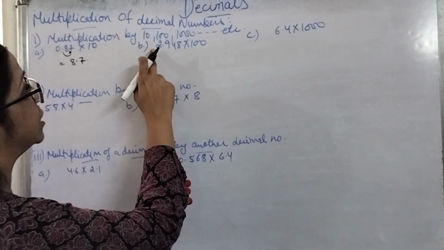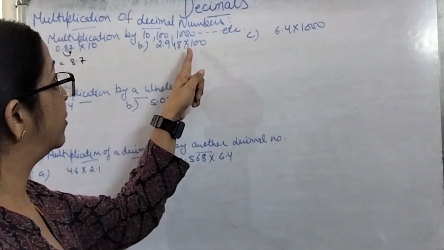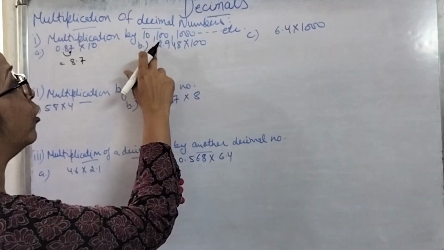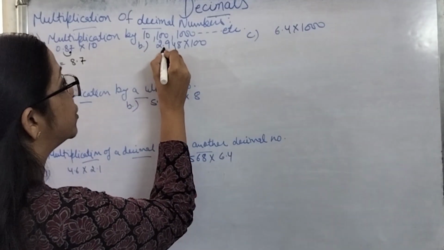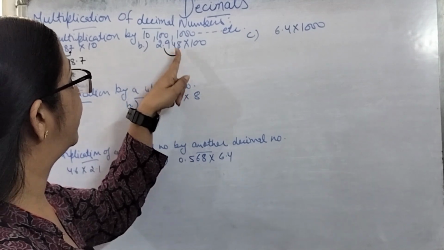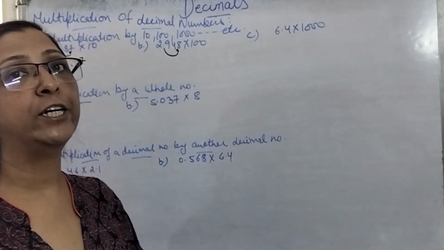Now, if your number is 2.948, and it is going to be multiplied by 100. Over here, we can see after 1, there are 2 zeros. So, the decimal of the decimal number will be shifting towards the right by 2 digits. So, this decimal will be placed after 4 now. Towards the right, it is going to shift by 2 digits.